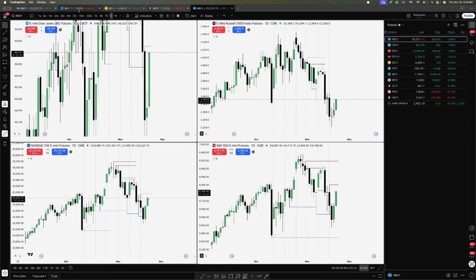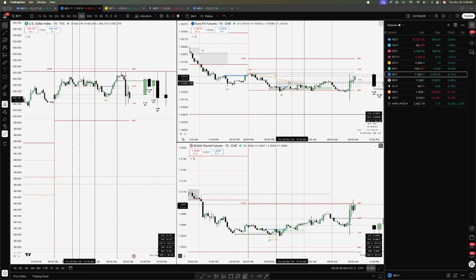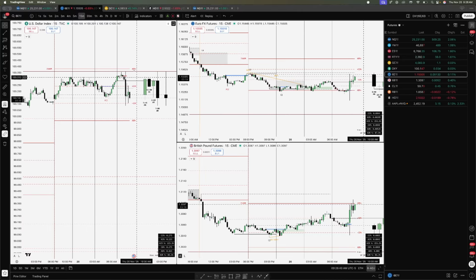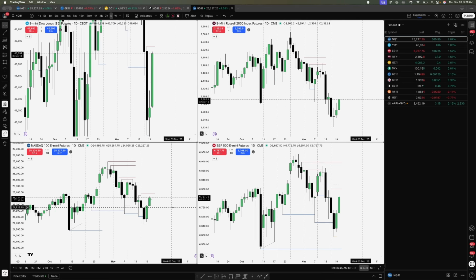So let's go back to the currencies. Yeah, here we go. So they're not doing what I'd like them to do. Again, I'd like to see the dollar go higher, which means euros go lower. They're doing the opposite right now. So there's nothing I'm interested in there. And that's really all I'm looking for today.